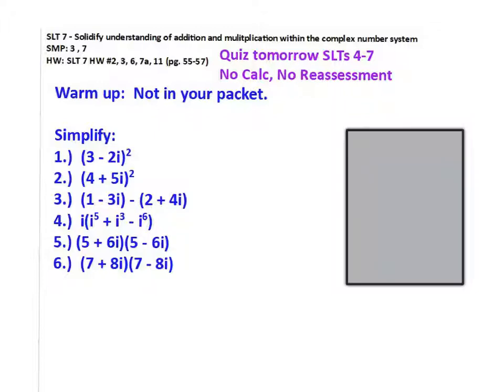We will pause the video here and give you 8 minutes to try the warm-up. Write these problems down. They are not in your packet, and then simplify.